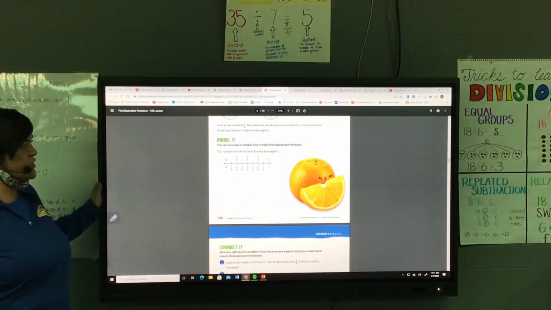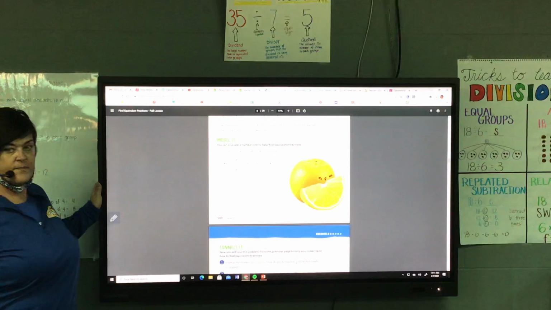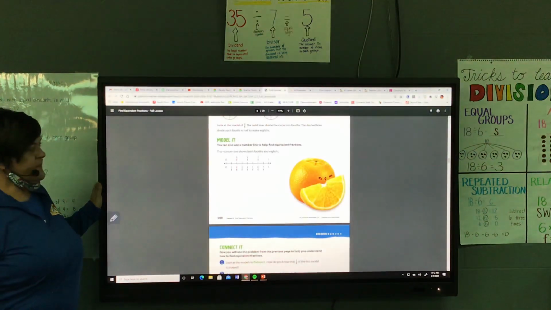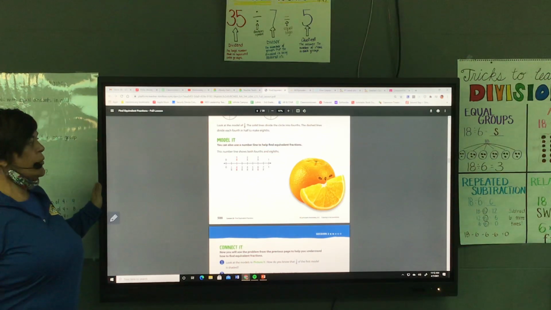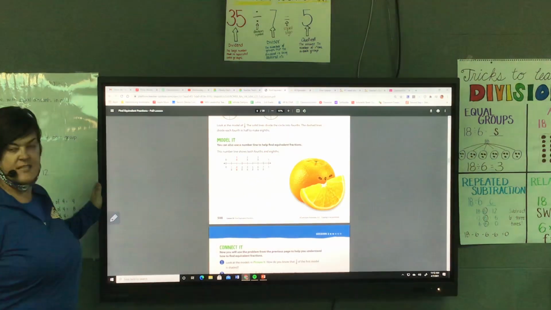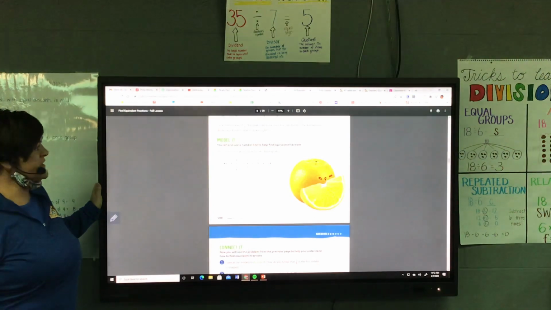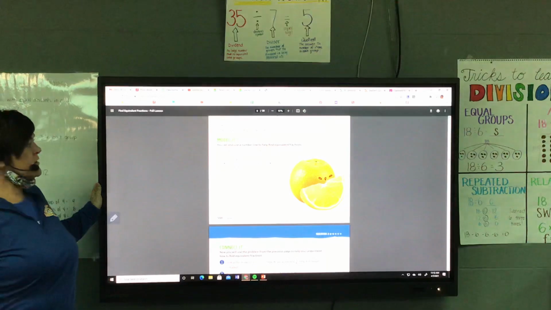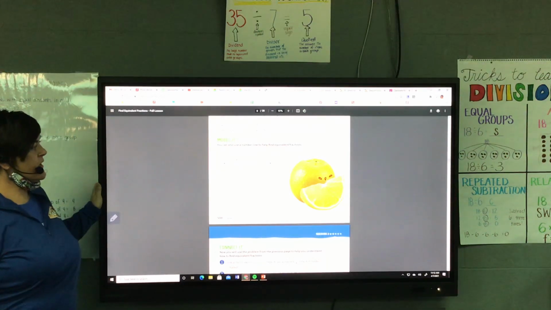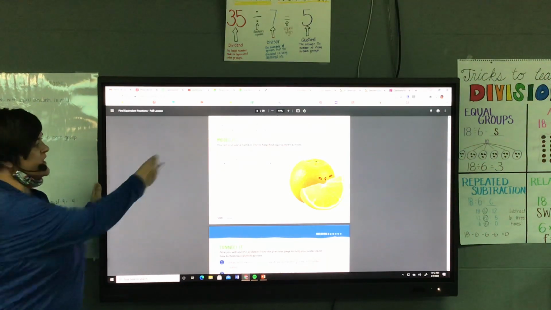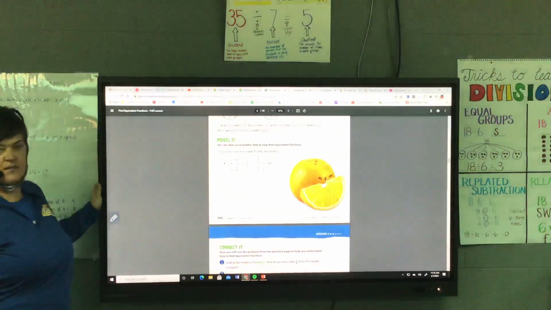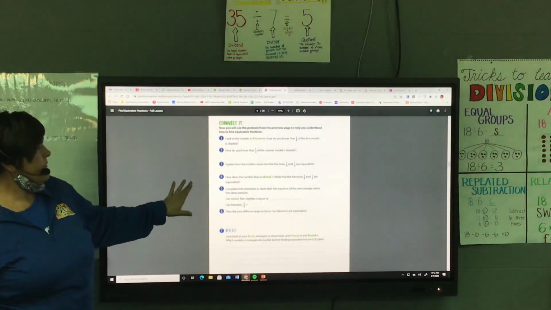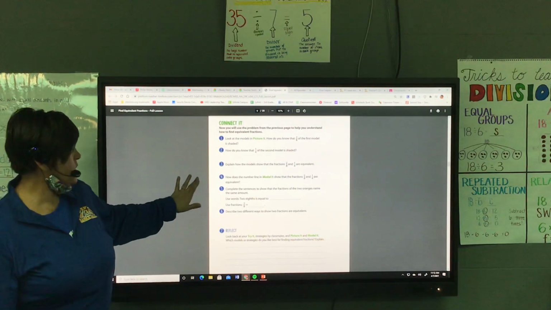What's equivalent to 3/4? Raylan? 6/8. Right. What's equivalent to 4/8? Reese? 2/4. And what's equivalent to 1/4? Natalia? 2/8. 2/8. Is there anything equivalent to 1/8? No. Okay.